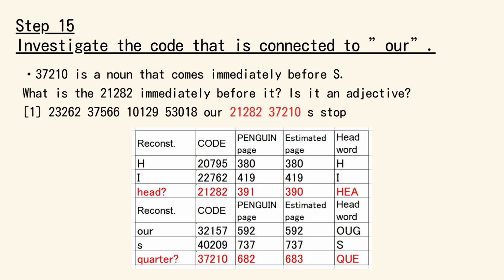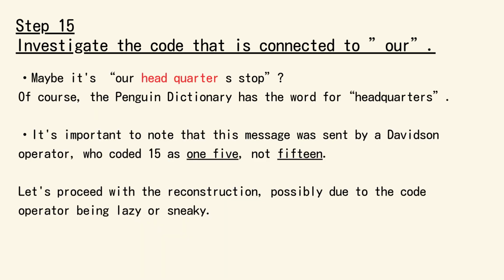Step 15. Investigate the code that is connected to our. 37210 is a noun that comes immediately before s. What is the 21,282 immediately before it? Is it an adjective? Maybe it's our headquarters stop. Of course, the Penguin dictionary has the word for headquarters. It's important to note that this message was sent by a Davidson operator, who coded 15 as 15, not 15. Let's proceed with the reconstruction, possibly due to the code operator being lazy or sneaky.